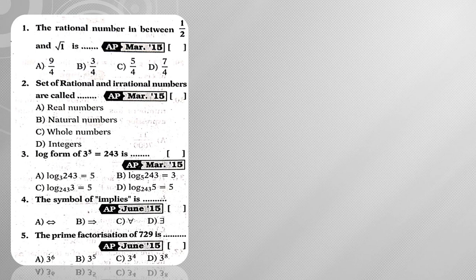Question number 1. The rational number in between 1 by 2 and root 1 is. Clearly we need to get one rational number, which is generally denoted with the letter Q. Now it should be in between 1 by 2 and root 1, which is nothing but 1. So my rational number should lie in between half and 1. That means my rational number is less than 1.